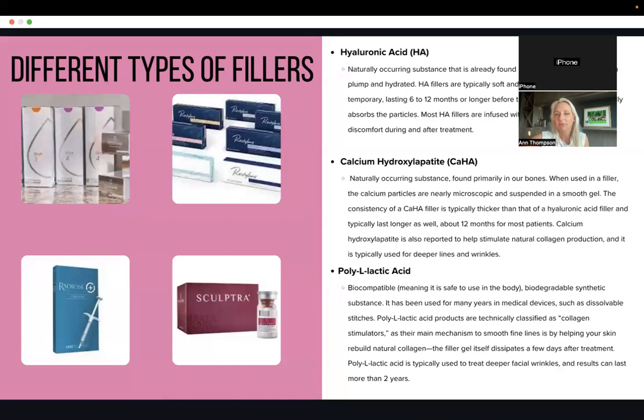These are the different types of fillers out on the market. At MFL, we only carry the hyaluronic acid fillers and Sculptra, which is the polylactic acid. The hyaluronic acid fillers are the only filler that can be dissolved with hyaluronidase or Hylenex.